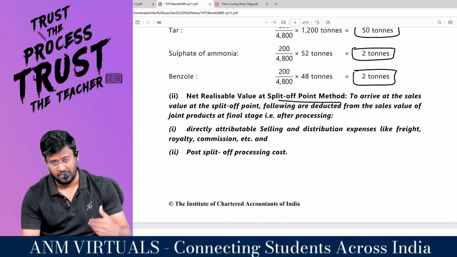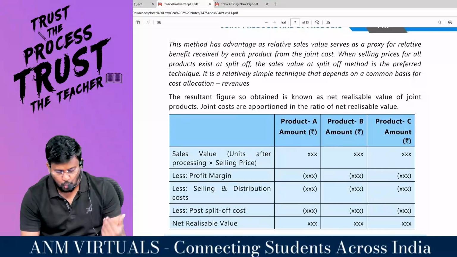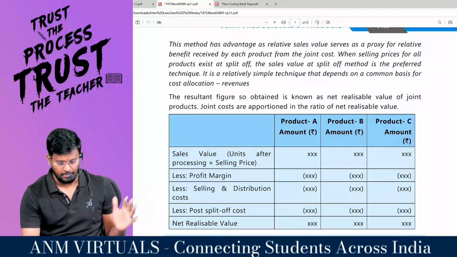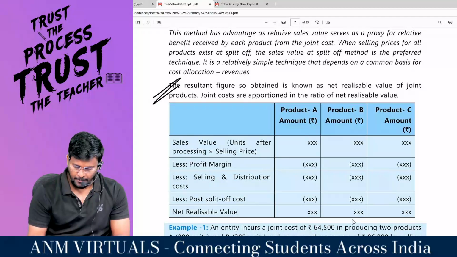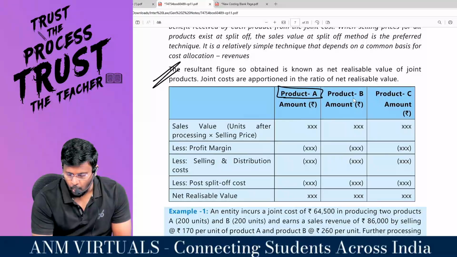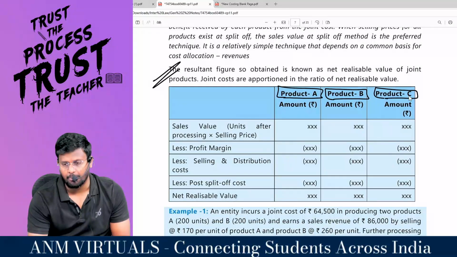The next one, this is a very famous method. These two are very important for the examination. What is this NRV at the split off point is what we are going to discuss. Nothing, man. Three products come out: product A, product B and product C.